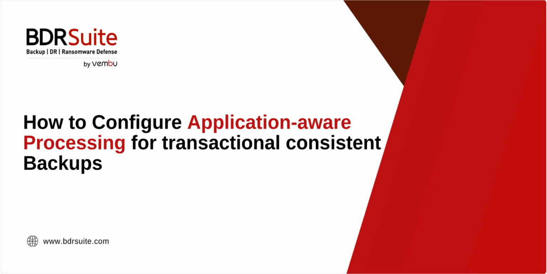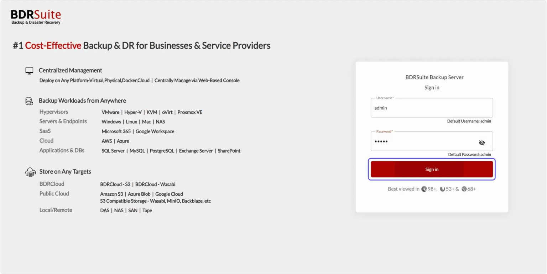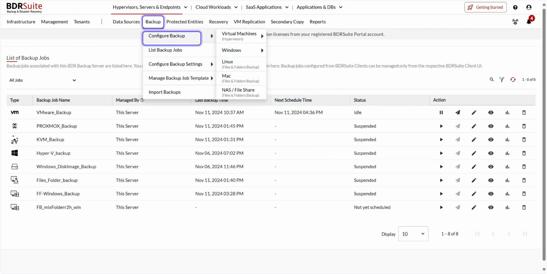In this video, I will demonstrate the configuration of Application-Aware Processing feature, which ensures transactionally consistent backups. Log into the BDRSuite Backup Server by entering the credentials and clicking on Sign In. Once you log in, navigate to the Backup tab and click on Configure Backup.